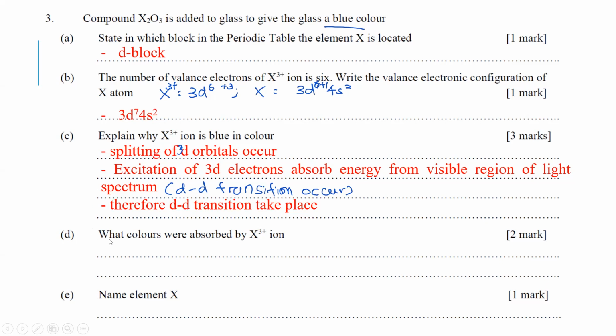And then D, what color is absorbed by X3+? This was supposed to be one color, 1 mark only. Sorry for that. It is orange. That is why you see it as blue. And name the element X: it is cobalt.